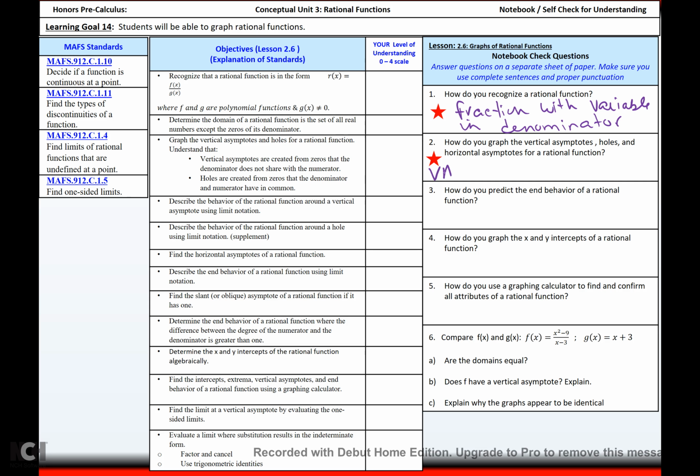You find your vertical asymptotes by setting your denominator not equal to 0. You find your horizontal asymptotes by looking at your degree rules. Okay, and I would write the degree rules. If the top degree is smaller than the bottom degree, then y equals 0. If top degree equals bottom degree, then y equals top leading coefficient divided by bottom leading coefficient. And if top degree is bigger than bottom degree, then there's no HA, but there will be a slant asymptote.